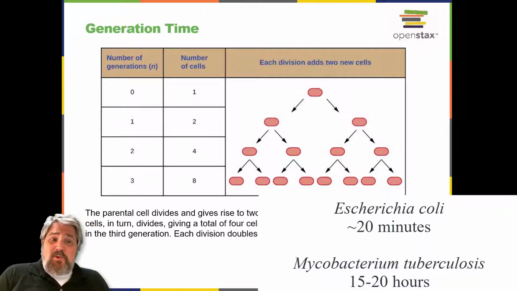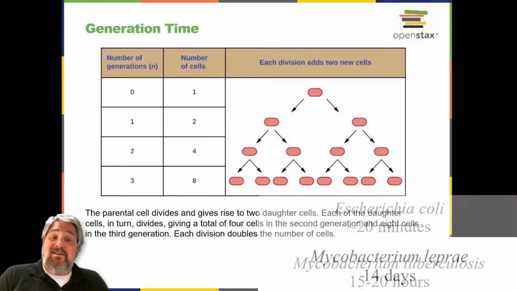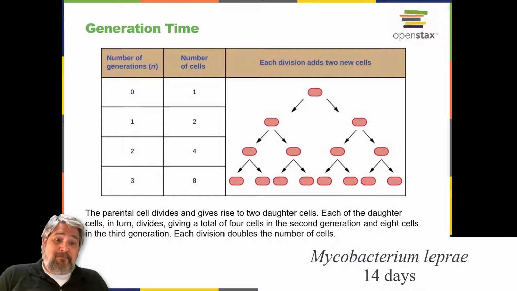Most pathogens grow rapidly, like E. coli, but there are exceptions. For example, Mycobacterium tuberculosis, the causative agent of tuberculosis, has a generation time of between 15 and 20 hours. On the other hand, Mycobacterium leprae, which causes Hansen's disease, leprosy, grows much more slowly with a doubling time of 14 days.